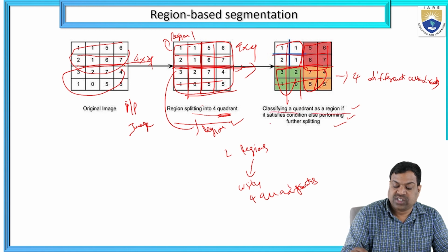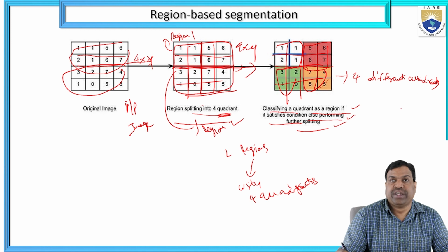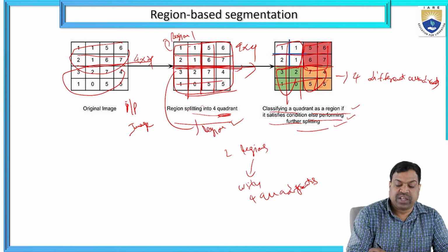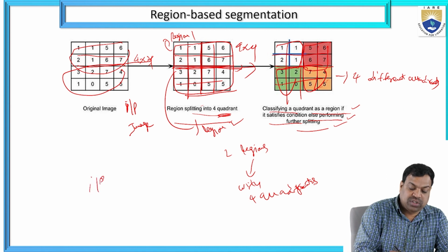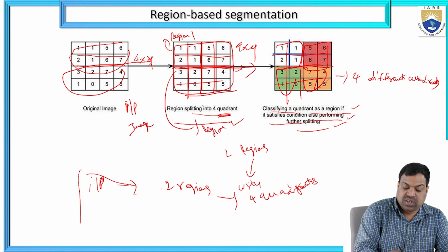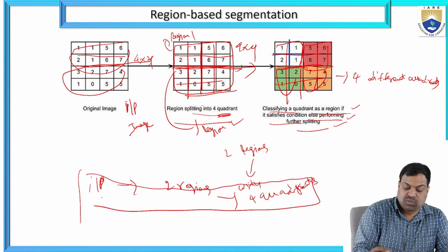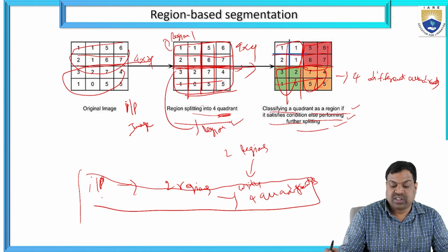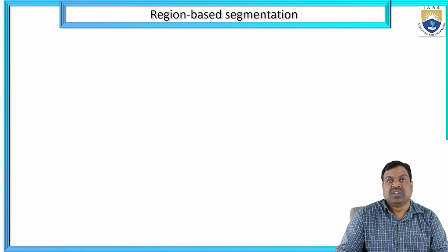Classifying a quadrant as a region if it satisfies the condition, else performing further splitting. Here I am dividing into regions. So the input is two regions, and the output is four quadrants. So the input with the two regions gives four quadrants. Okay, this is region-based segmentation.